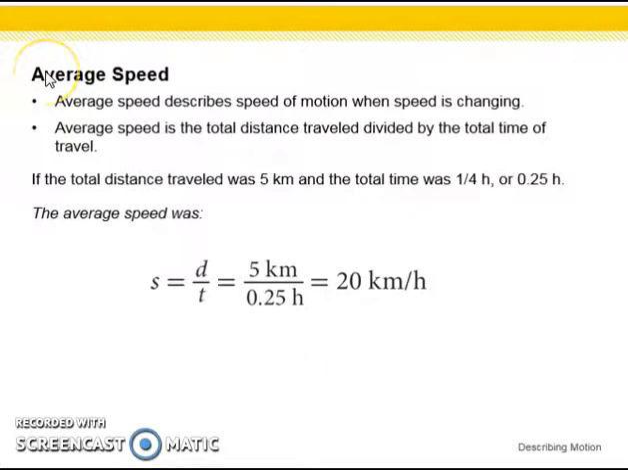Please go ahead and copy down this slide. Average speed. Average speed describes speed of motion when speed is changing. Average speed is the total distance traveled divided by the total time of travel. So if the total distance traveled was 5 kilometers and the total time was a quarter of an hour or 0.25 hours, the average speed was 20 kilometers per hour.